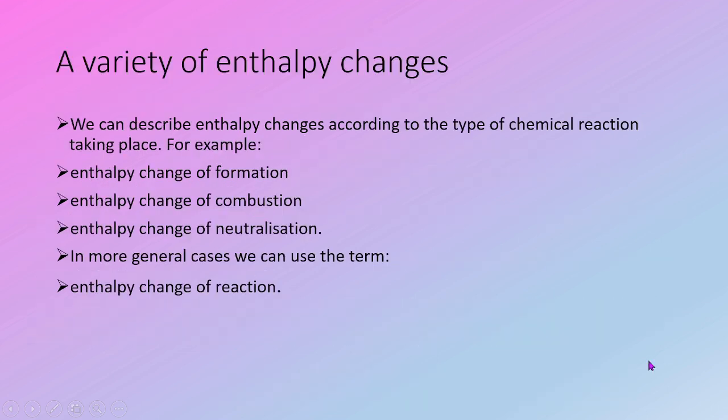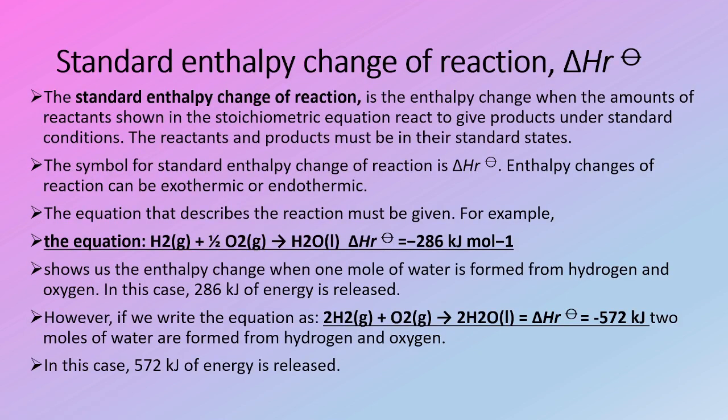Right. These are the variety of enthalpy changes: enthalpy change of formation, combustion, neutralization, and reaction. Reaction is a general term actually. So the standard enthalpy change of reaction, delta H R, is the enthalpy change when the amount of reactant shown in the stoichiometric equation reacts to give products under standard conditions. The reactants and products must be in their standard states. The symbol for the standard enthalpy change of reaction is delta H R.